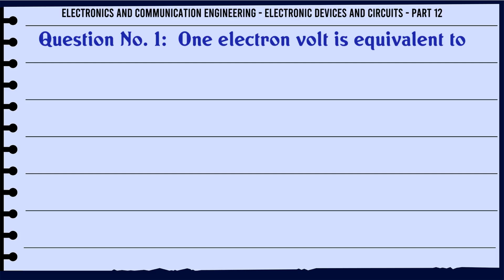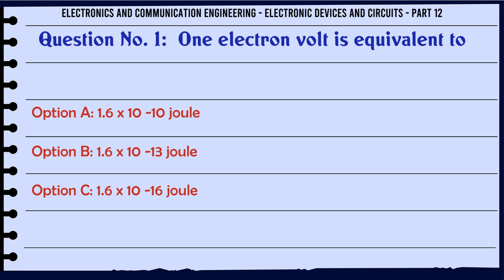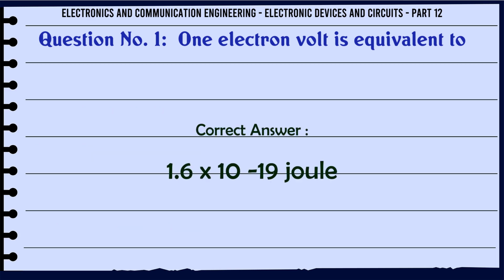1 electron volt is equivalent to A. 1.6 x 10^-? joule, B. 1.6 x 10^-13 joule, C. 1.6 x 10^-16 joule, D. 1.6 x 10^-19 joule. The correct answer is 1.6 x 10^-19 joule.